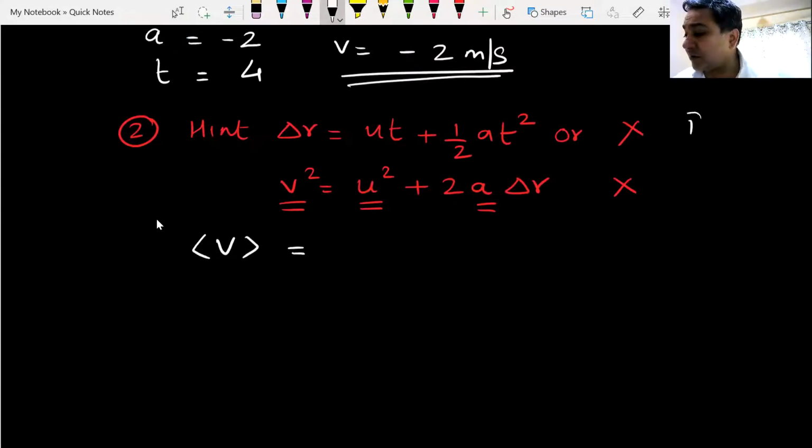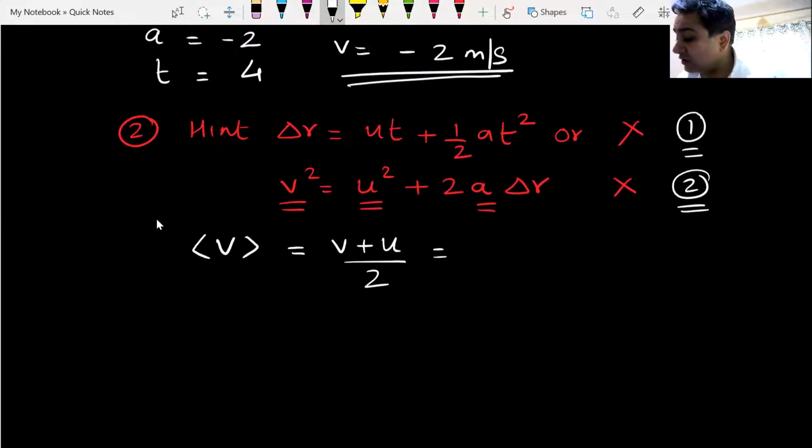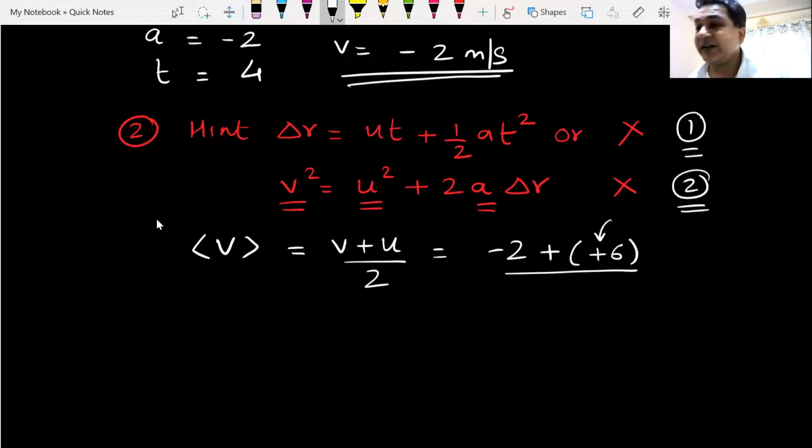You can use equation number 1 or equation number 2. Anyways, you will get the answer, but I will get the answer in the third way using V average. What is V average? V average is final velocity plus initial velocity divided by 2. We just need to put all the values. The final velocity was -2 plus the initial velocity was +6. Now you could be wondering, sir, why are you writing plus here? It's already understood that it is plus. Remember, beta, we're talking about vectors. Without plus or minus, you will lose the essence of vectors. Do not kill physics, use science.